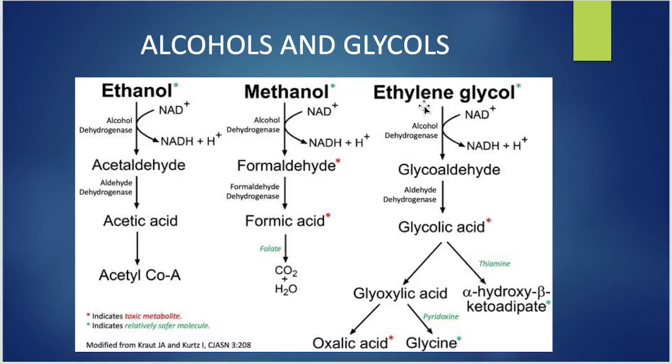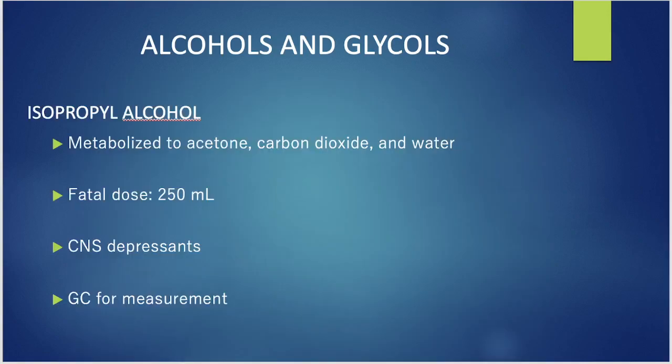For ethylene glycol, the same enzymes, alcohol dehydrogenase, until such time that it becomes your glycolic acid, and it will still be converted towards becoming your oxalic acid. And these two, glycolic acid and your oxalic acid, are toxic metabolites. How about your isopropyl alcohol? Metabolized to acetone, carbon dioxide, and water. Fatal dose, 250 ml. And again, your CNS depressant and your GC for your measurement. So please take note ha.